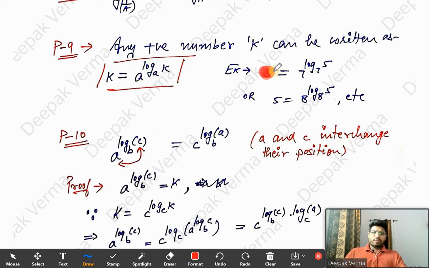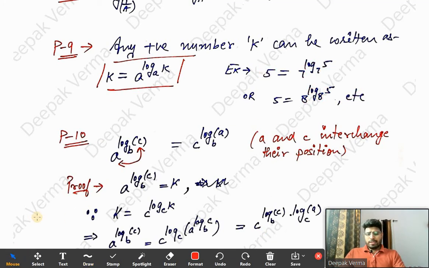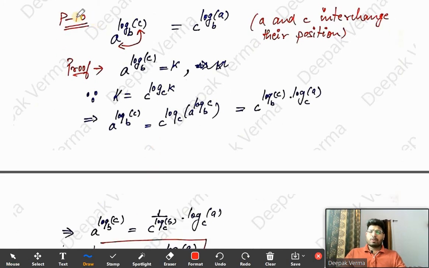If we have 5, we can write it as 7 to the power log 5 base 7, or we can write it as 8 to the power log 5 base 8, etc. Got it? Our next property is property number 10: a to the power log c base b. If we have something like this, we can interchange a and c. So we will get c to the power log a base b.